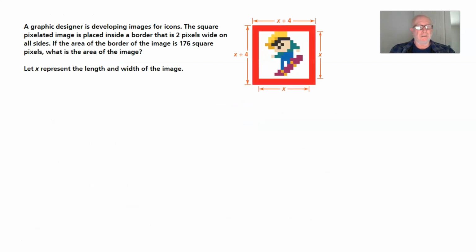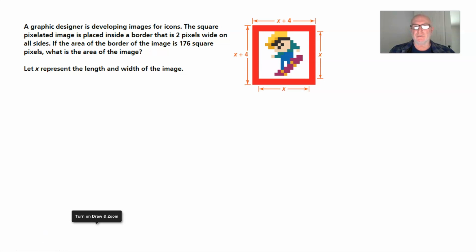All right, next we're looking at applying this to a specific kind of problem. So here's the problem. A graphic designer is developing images for icons. The square pixelated image is placed inside a border that is 2 pixels wide on all sides. If the area of the border of the image is 176 square pixels, what's the area of the image? X is going to represent the length of the image.